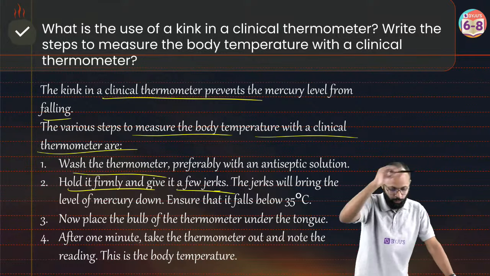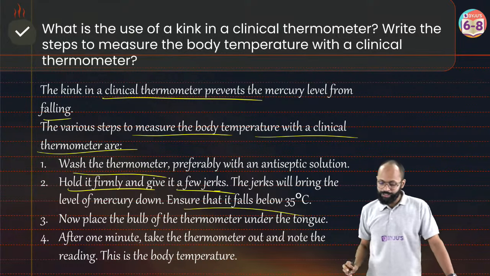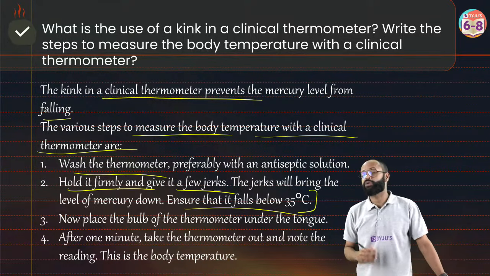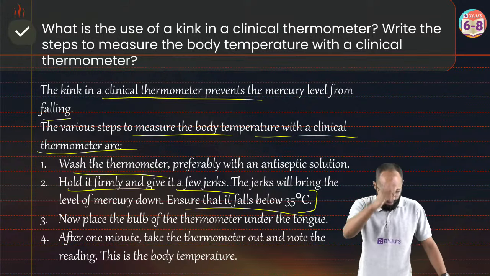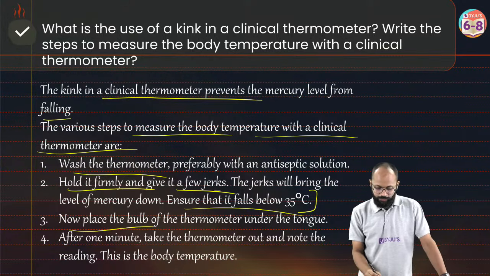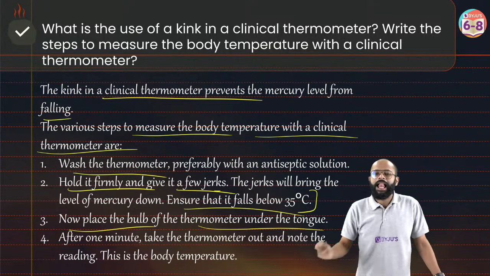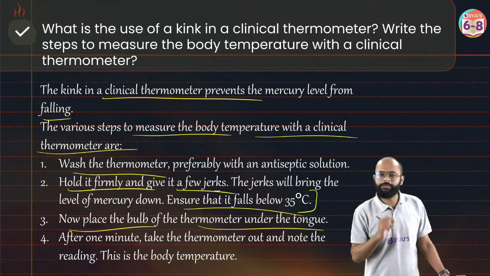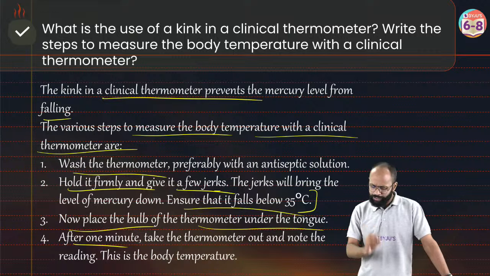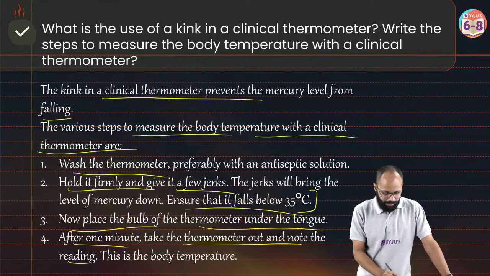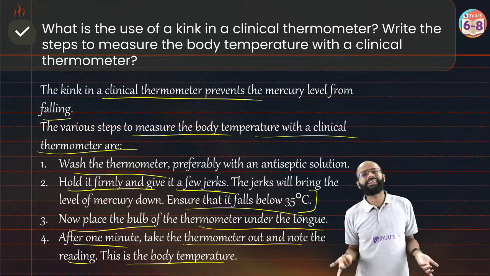Yes, Subranil, that's true. Ensure that the mercury falls below 35 degrees, because you have to measure the body temperature. Now place the bulb of the thermometer under the tongue. What do you have to do? Below your tongue, you have to keep the thermometer. After 1 minute, take the thermometer out and note the reading. This is the body temperature. These are all the steps, brother.